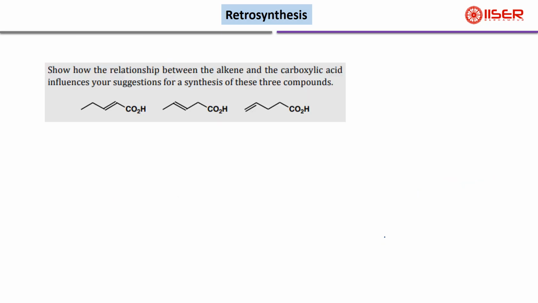How does the relationship of this alkene and the carboxylic acid influence the suggestion of the synthesis of these three compounds? All these are three carboxylic acids with a double bond, and the number of carbons in the long carbon chain is the same, but just the position of the double bond is different. So what will be the retrosynthesis of the three molecules? Obviously it will be different for each. What are they?